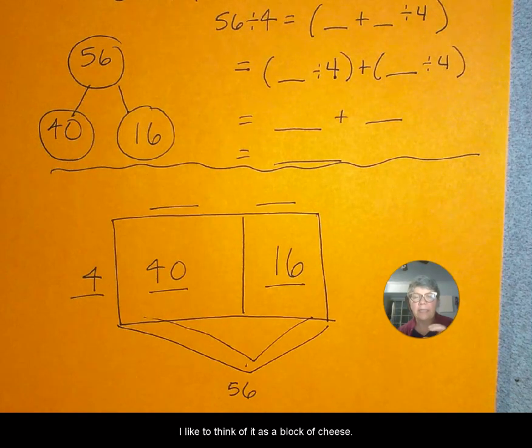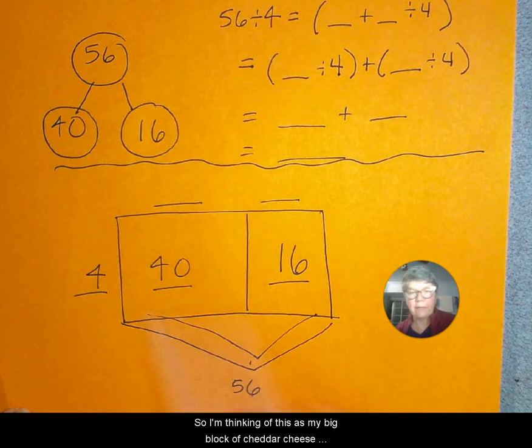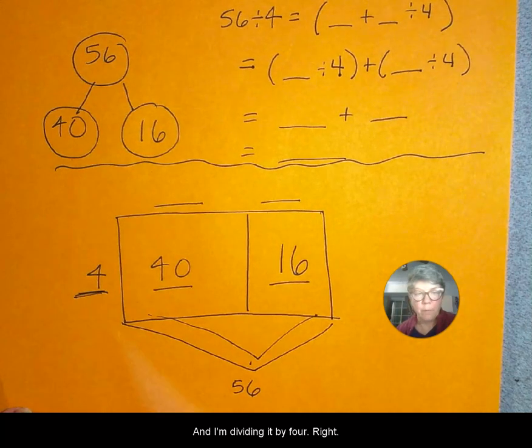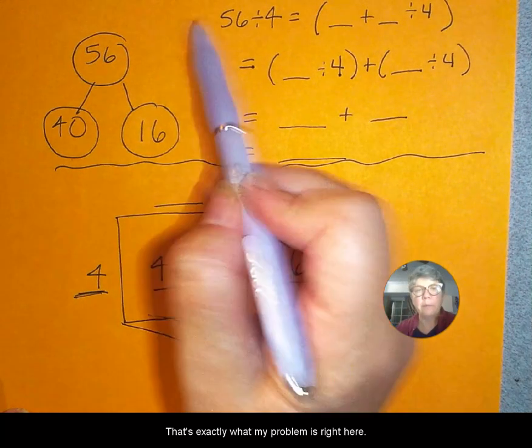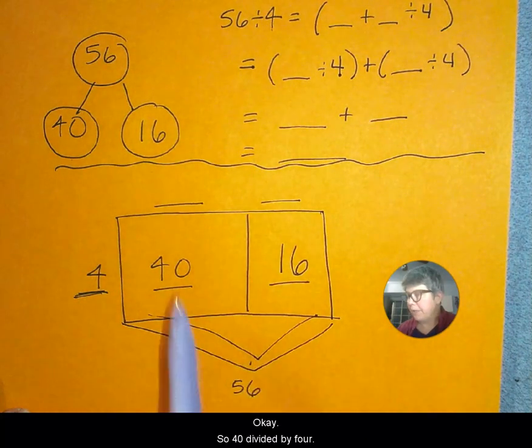I don't know why, I like to think of it as a block of cheese. You know, one of those big blocks of cheddar cheese? So I'm thinking of this as my big block of cheddar cheese that I'm dividing up. And I'm dividing it by 4, right? That's exactly what my problem is right here. Okay? So 40 divided by 4.